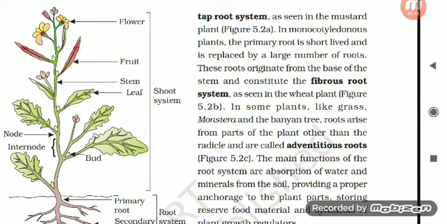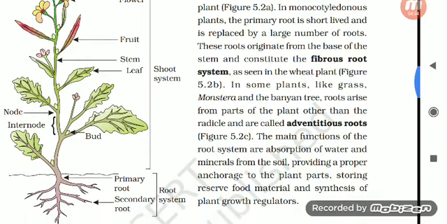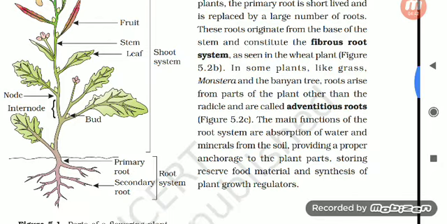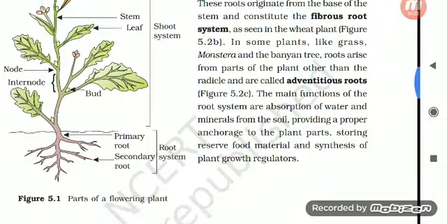In monocotyledonous plants, the primary root is short-lived and is replaced by a large number of roots. These roots originate from the base of the stem and constitute the fibrous root system, as seen in the wheat plant, figure 5.2b. In some plants like grass, Monstera, and banyan tree, roots arise from parts of the plant other than the radicle and are called adventitious roots, figure 5.2c. The main functions of the root system are absorption of water and minerals from the soil, providing a proper anchorage to the plant parts, storing reserve food material, and synthesis of plant growth regulators.